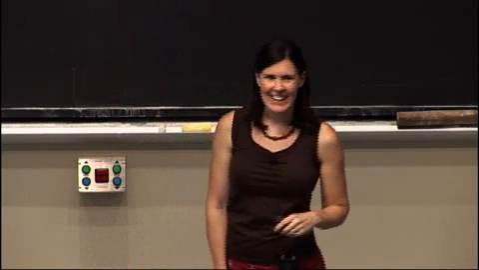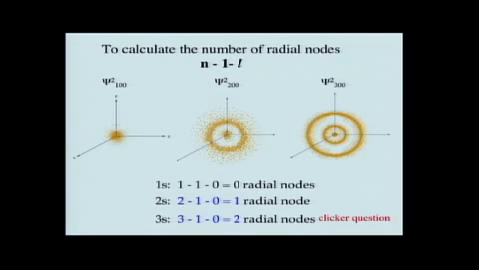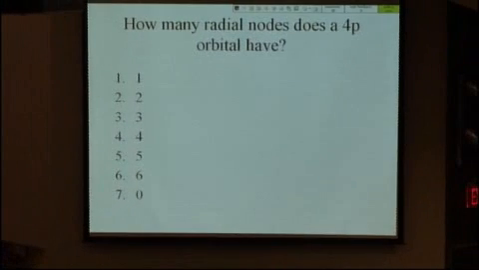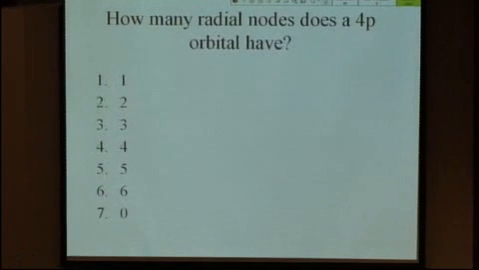Let's see if we can get close to 100% on this one, which is how many radial nodes does a 4p orbital have? Let's give 10 seconds on that, make you think fast here.